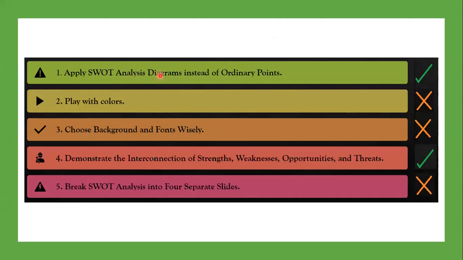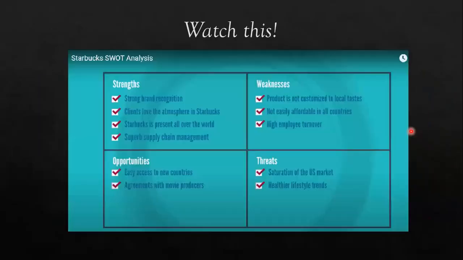Did they use diagrams instead of ordinary points? Yes, they use this 4 squares diagram, like the typical one. Did they play with colors? I don't think so. If I can remember, they were using only 2 colors, which takes us to number 3. Choose background and fonts wisely. Did you see contrast on those colors? I didn't. And I'm going back just to show you. You see, we have like a turquoise here and blue. So you don't see a good contrast here.